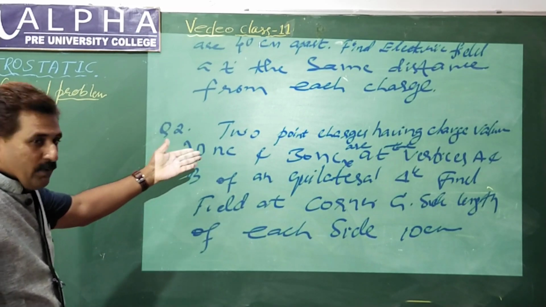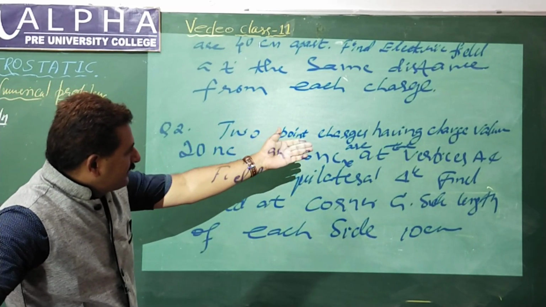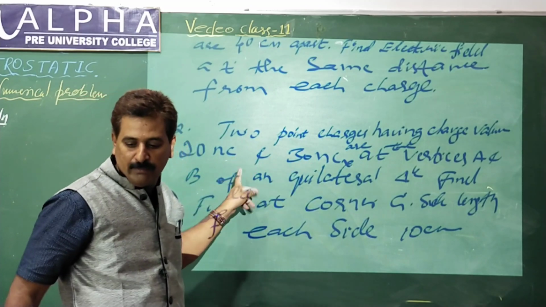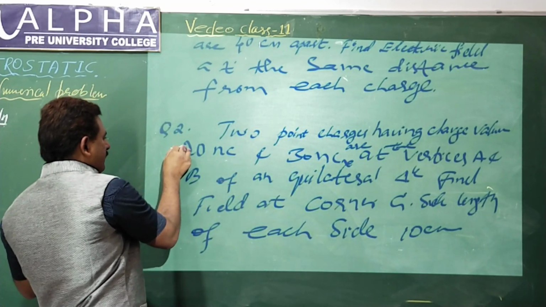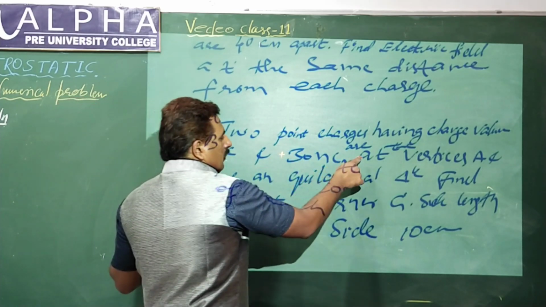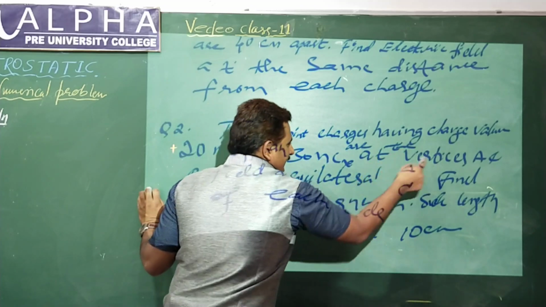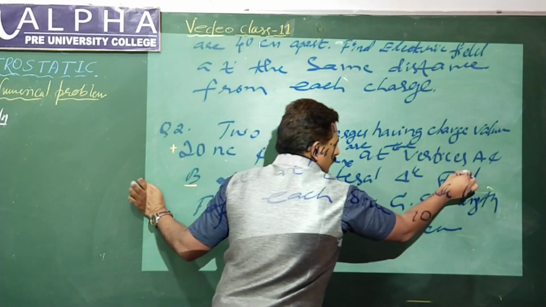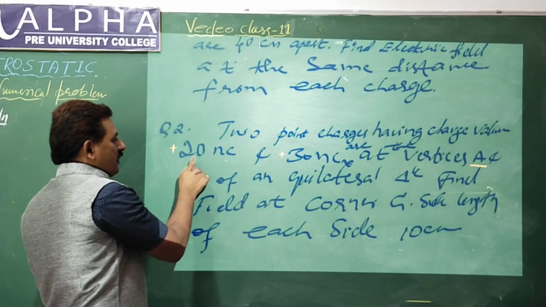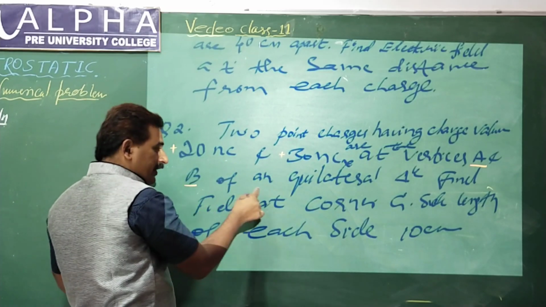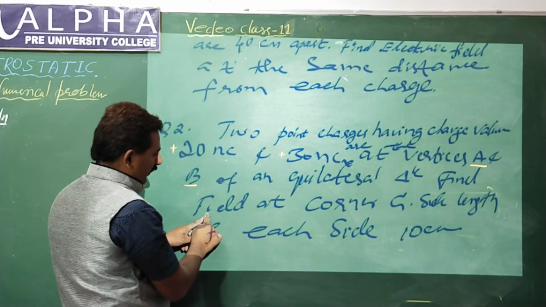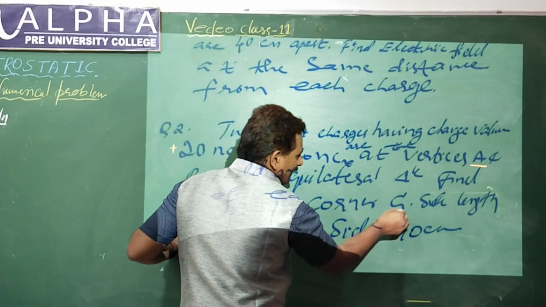Okay, students, next problem. Two point charges having charge values 20 nanocoulomb and 30 nanocoulomb. Again, sign not mentioned, so you take positive, plus 20 nanocoulomb, plus 30 nanocoulomb, at the vertices A and B of an equilateral triangle ABC. Find the resultant field, that is, the field at the corner C.